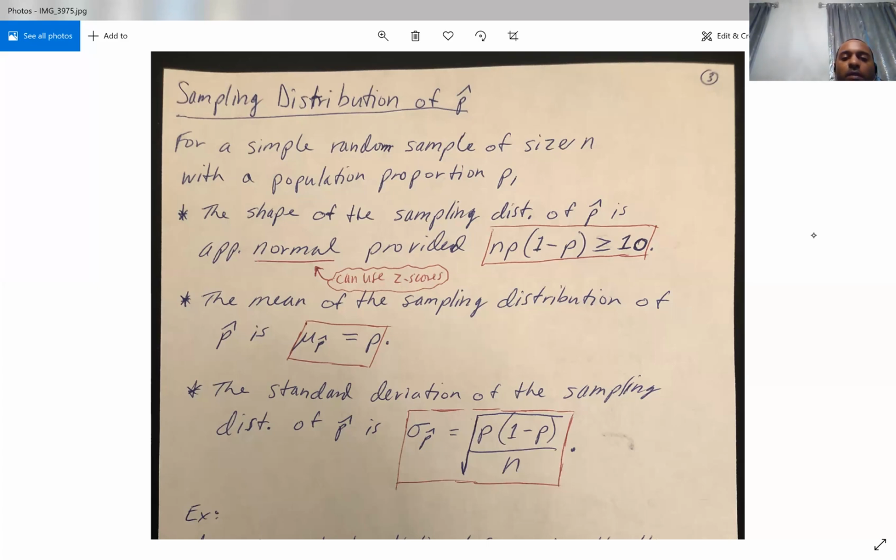The mean of the sampling distribution of p hat is going to be the same thing as p, very similar to what we did last section. And then the standard deviation of the sampling distribution of p hat is going to be p times 1 minus p over n, and you take the square root of that.